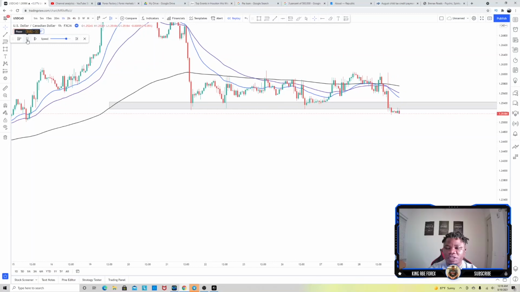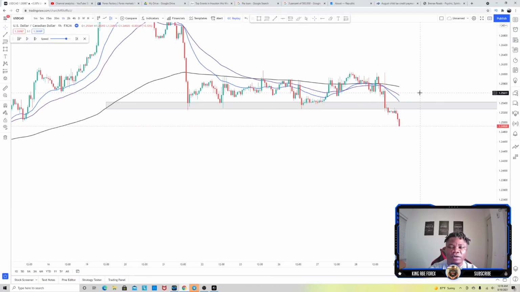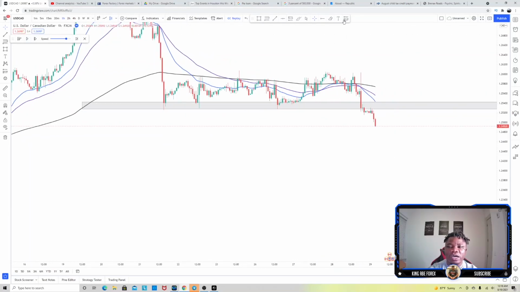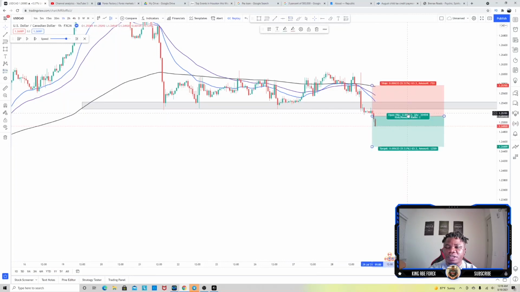Got a break right there. Looking at this, your entry would be right here at this bearish engulfing candle. Now we have our entry, and we can have our stop loss right below this zone here for 36 pips.